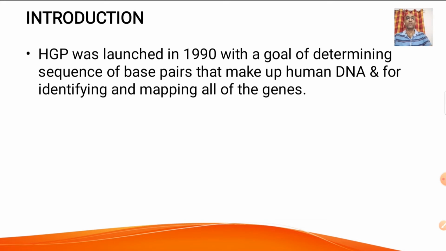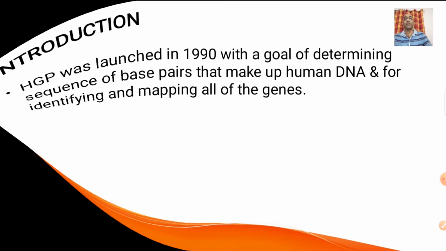Actually, the Human Genome Project was first launched in 1990 with a goal of determining the sequence of base pairs which make up the human DNA, and also identifying and mapping all of the genes. So the program was first launched in 1990. What was the aim or goal? For determining the sequence of base pairs found in human DNA, so that mapping of all of the genes can be done.